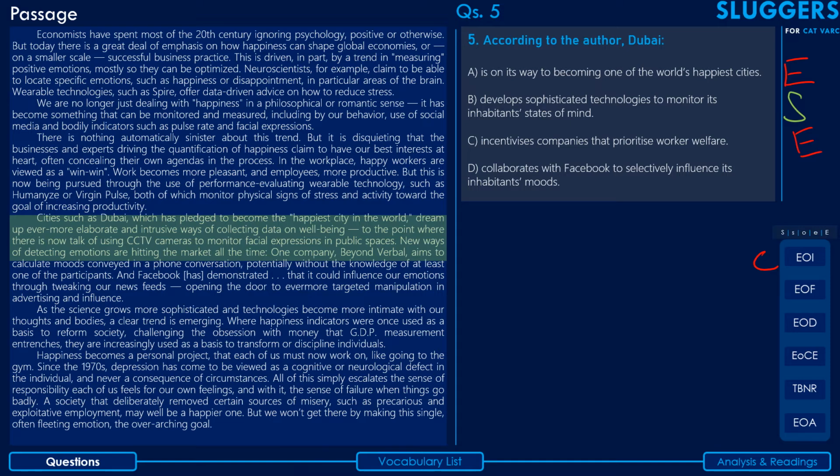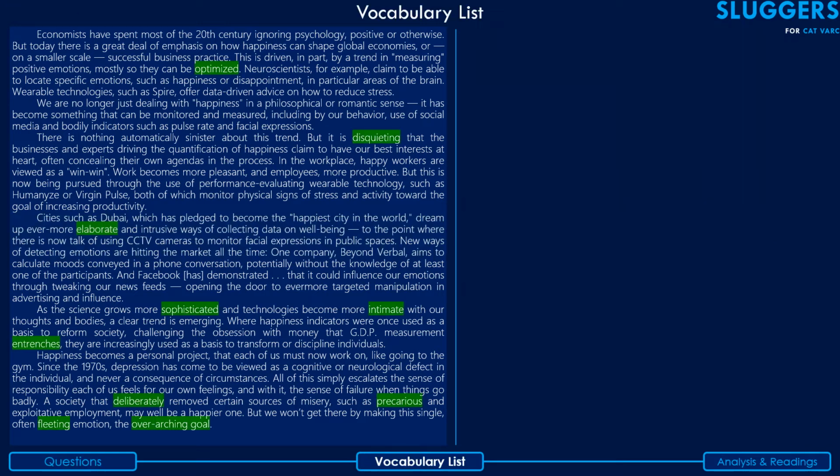Okay, I'll write D here, and this can also be eliminated with a capital E. Okay, and now from this it's quite clear that the correct answer here will be option B. Okay, so we are done with the questions, and let's move on to the next part. That will be the vocabulary list for the passage.